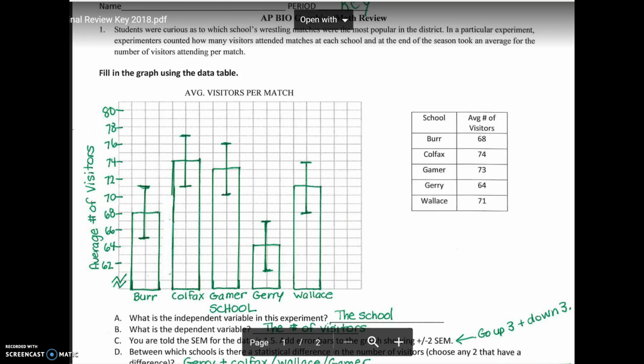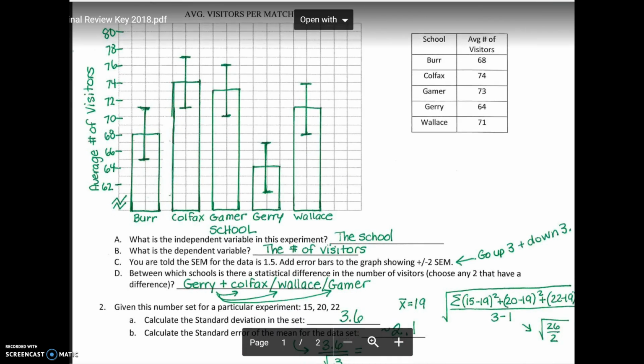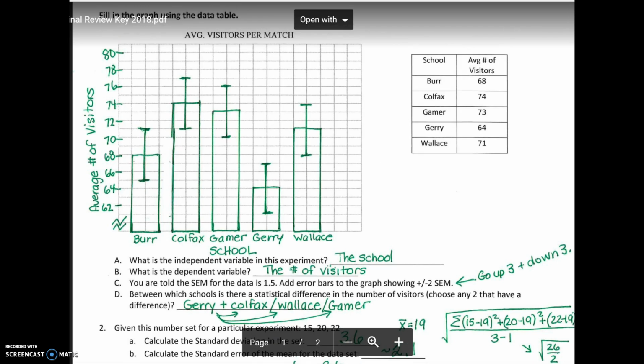All right, so there's my bars already filled in, and you'll also notice that I've already drawn in error bars. Now, the error bars, we're going to walk through how to do that in a moment. So we already identified, I'm just going to scroll up on my key here, that the independent variable here was the school, and the dependent variable was the number of visitors. But then, notice our next thing.